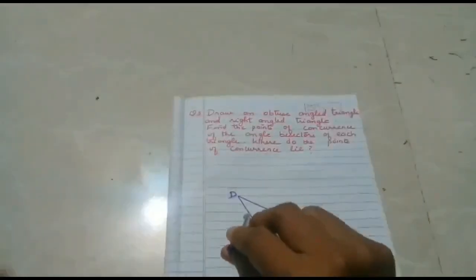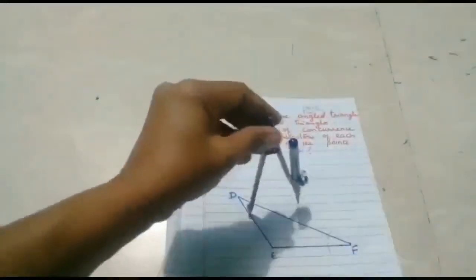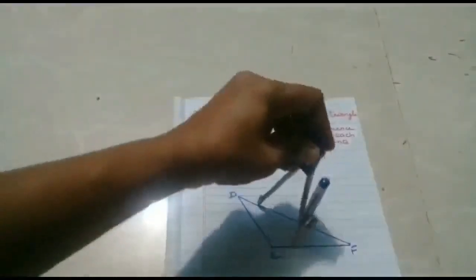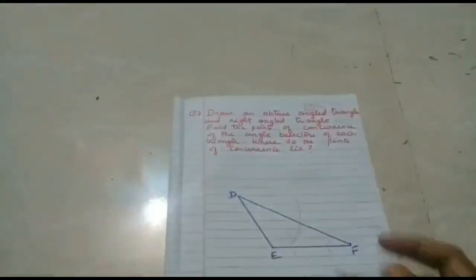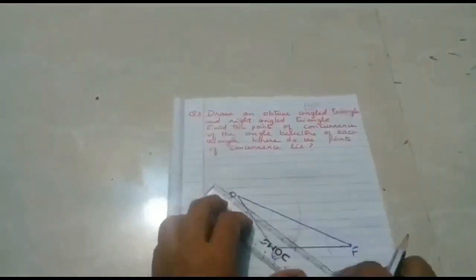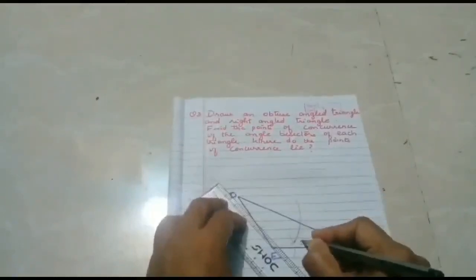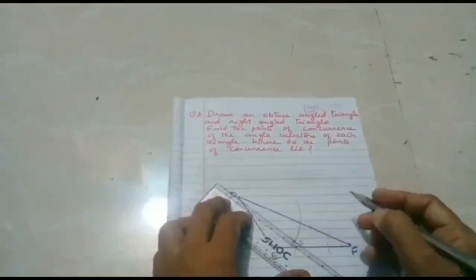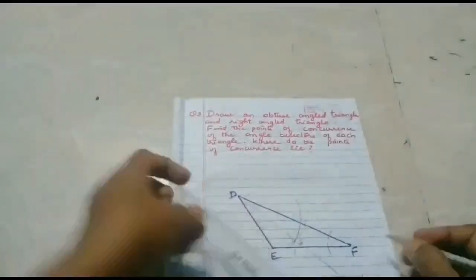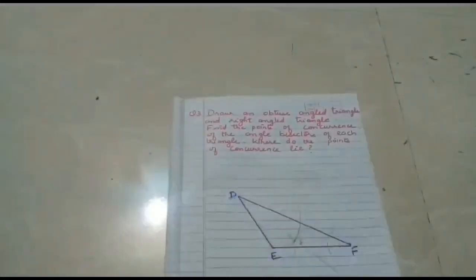Place it at this point where you have made a cut on D. Draw an arc like this, and from here cut an arc like this. So you got this point as the point of intersection of the arcs. Now you are going to join these 2 points. I'll name this point as S. Now I'm joining. I got this DS is the angle bisector of angle D.